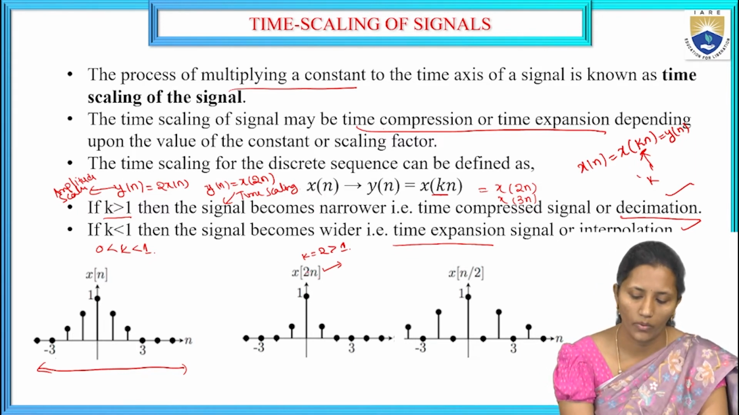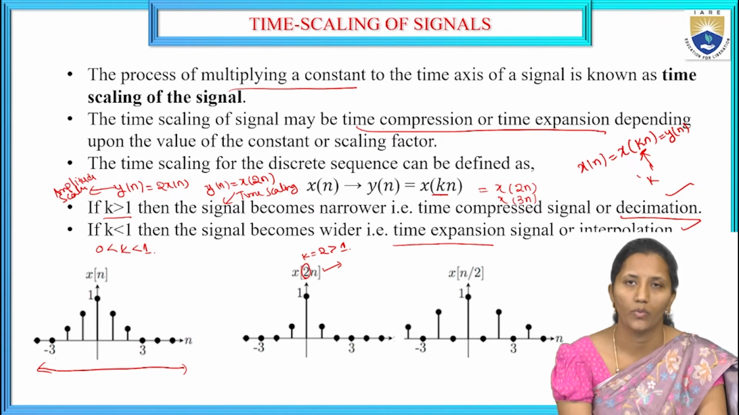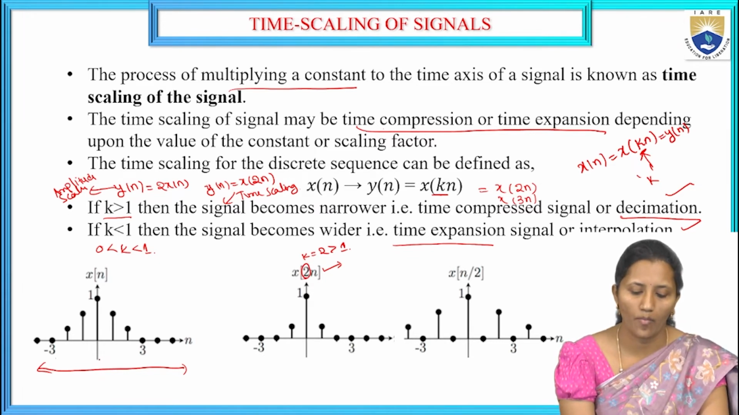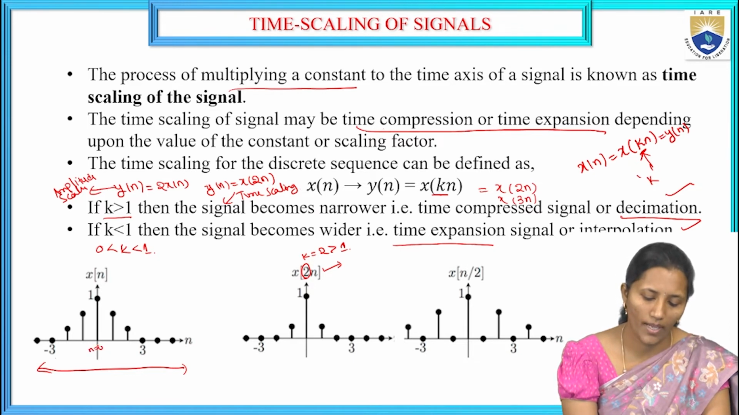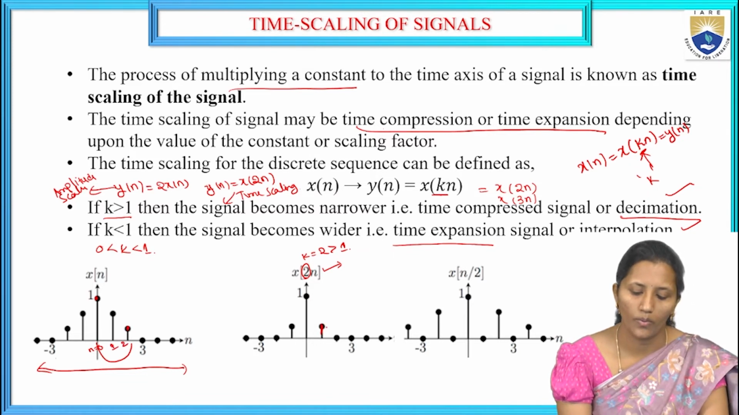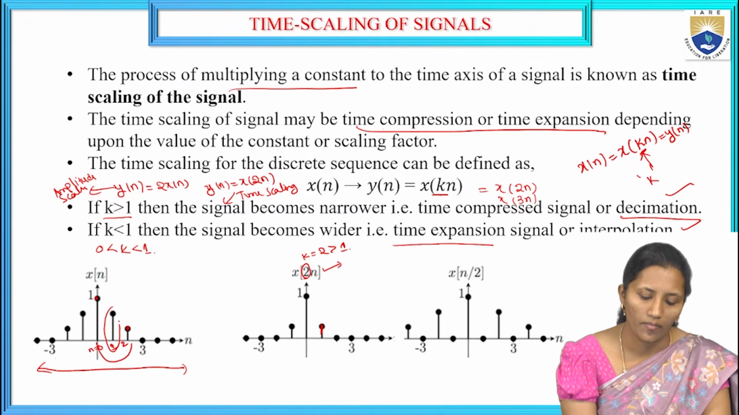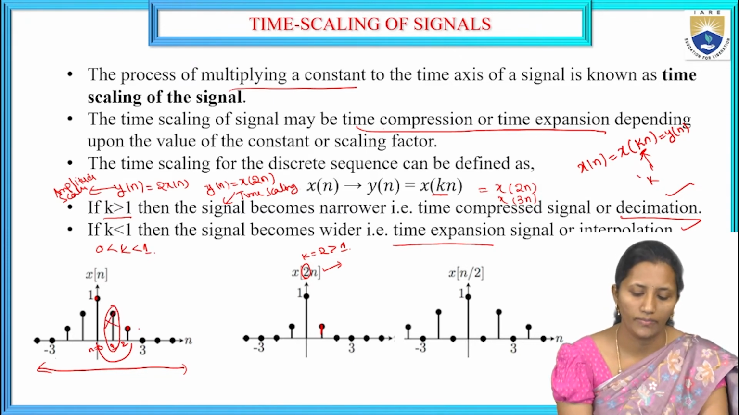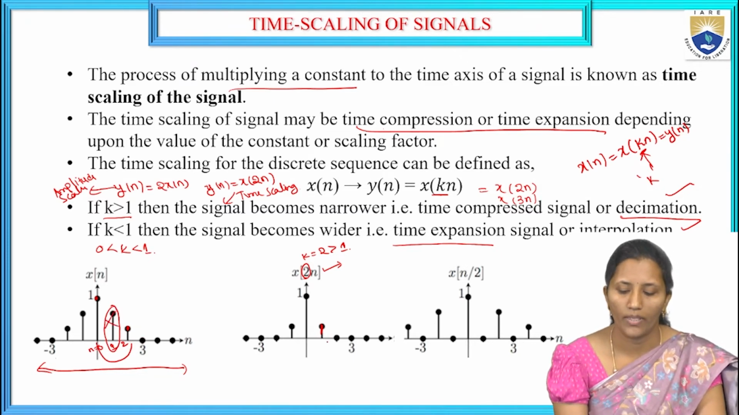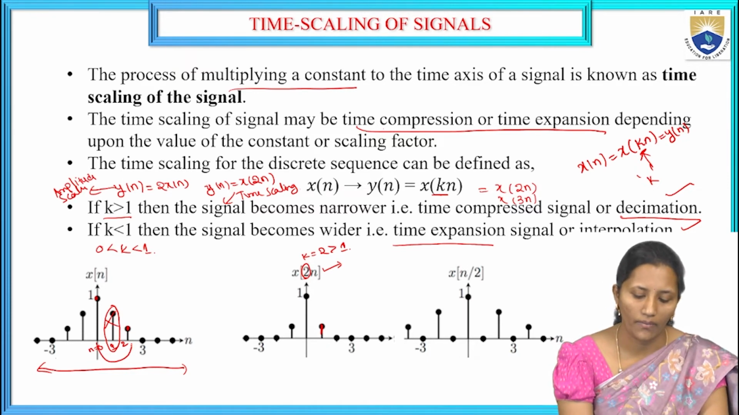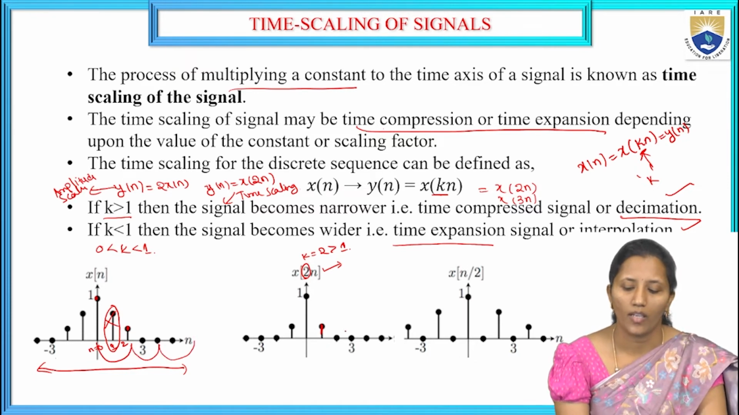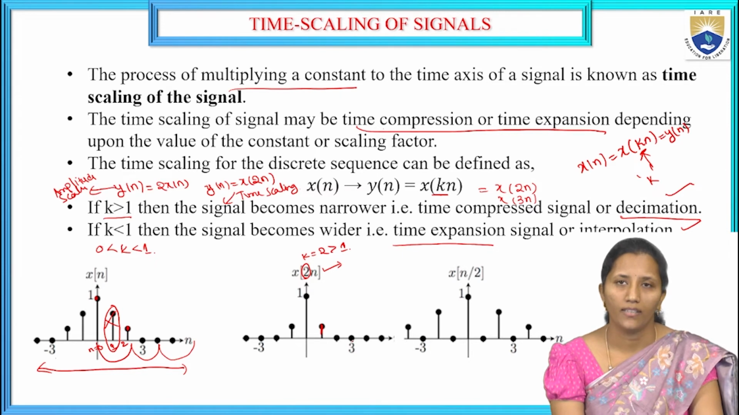Here for x of 2n, the decimation factor will become 2. So, every second sample will be taken as output. For n equal to 0, we have 1. For n equal to 2, the sample will come to the output, and the middle sample will be discarded. Like that, every second sample will come to the output, and the number of samples will be reduced here.